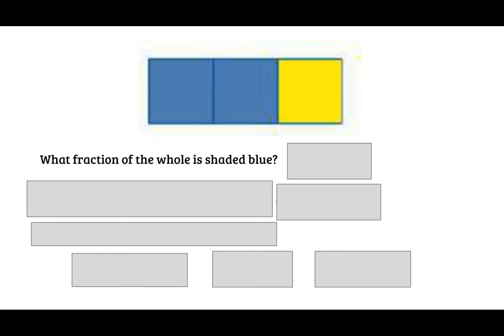Now, let's sum this up with some questions just to go over what I talked about. What part of the whole is shaded blue? Taking a look at this shape. 2/3 is shaded blue. 2 out of the 3 parts. The numerator is 2, that's shaded, and the denominator is how many equal parts.